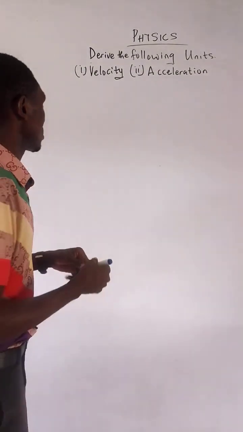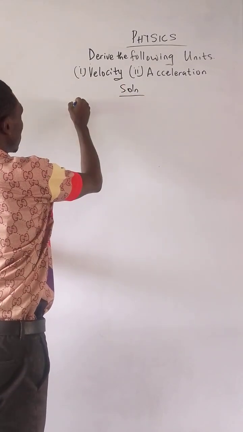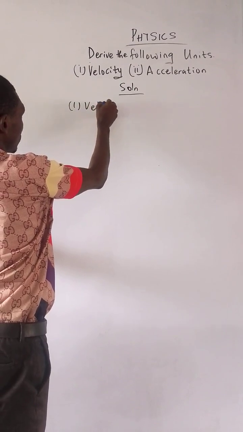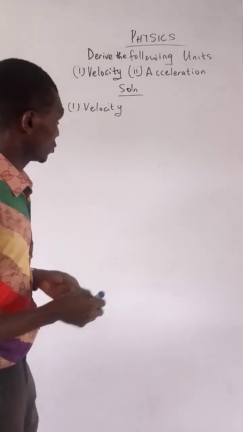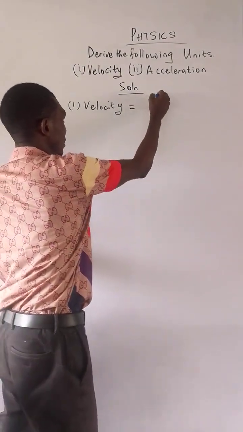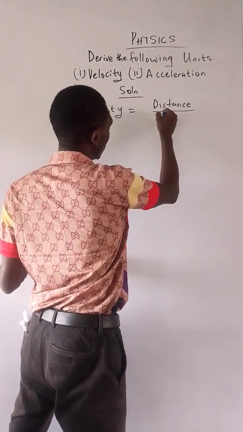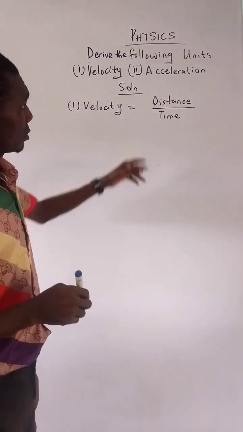Now the first one here is velocity. Velocity has a very simple formula, which is given to us as distance all over time. And distance over time is the formula.